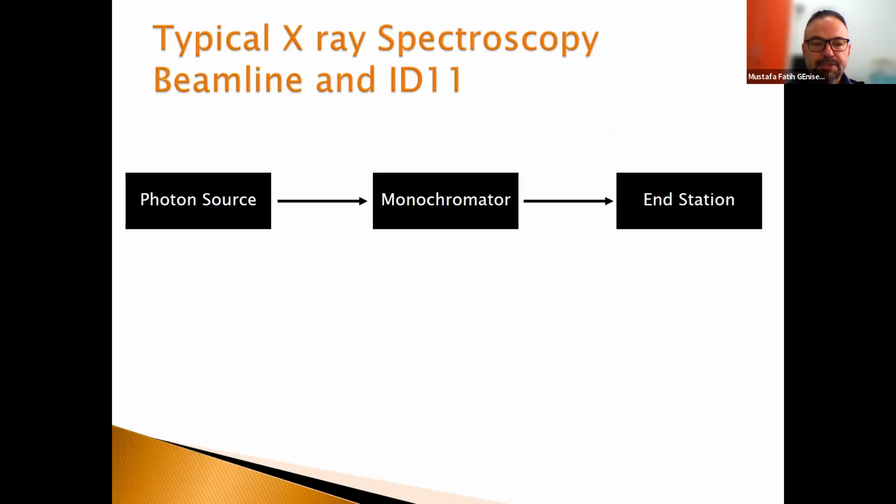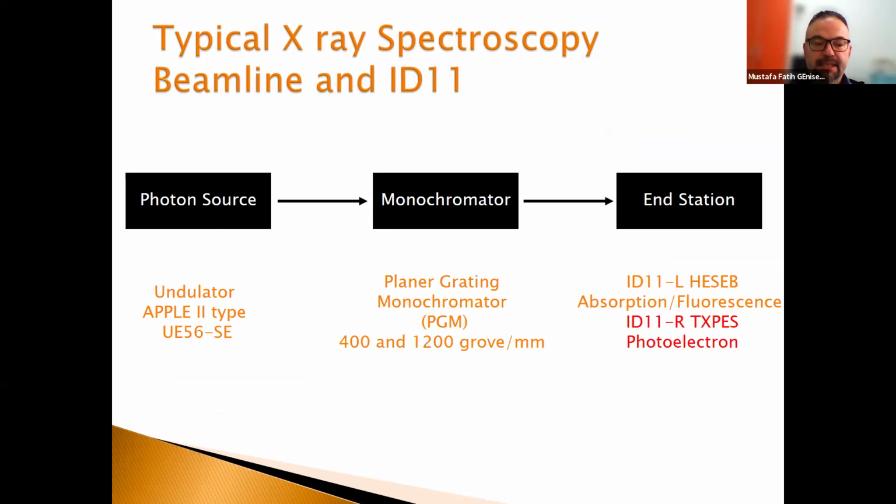So let's look at the typical X-ray spectroscopy beamline. We have a photon source, then a monochromator, and an end station. In HESEB, we are using a third generation undulator X-ray source. It's an Apple II type undulator, named UE56, and as a monochromator, we are using a planar grating monochromator. It has two kinds of gratings: one is 400 and the other is 1200 grooves per millimeter.